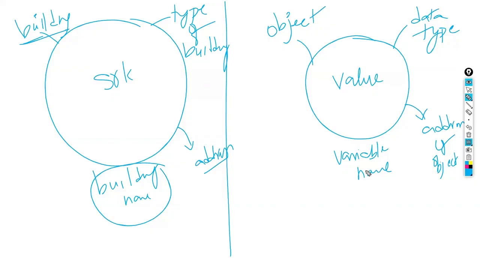Can two buildings have the same address? Is that possible? Will any two buildings in the entire world have the same address? No. Similarly, two objects in Python will not have the same address. Each object's address is different. Right? Now, coming to this.